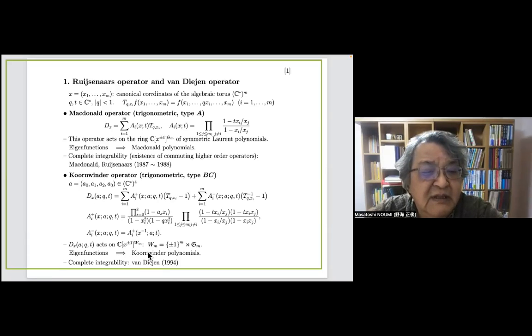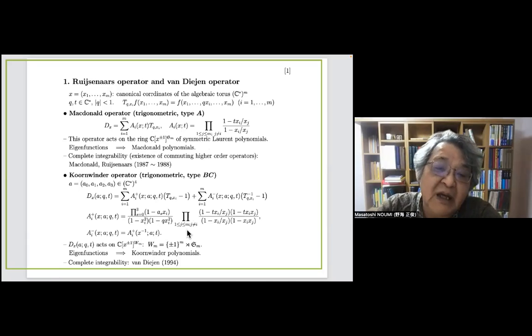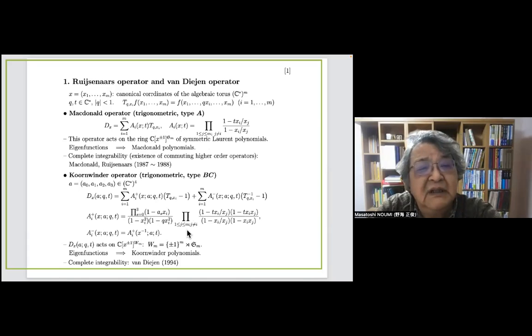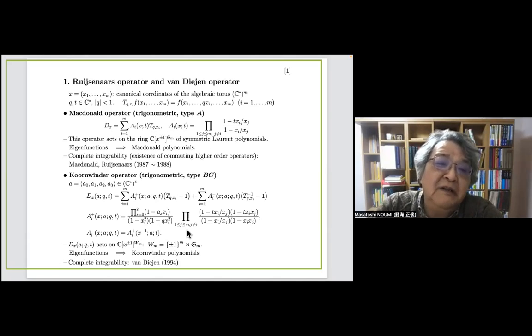And this operator also has higher order commuting operators, which were explicitly given by van Diejen around 1994. I will not recall these higher operators, but today I will just use this first order operator. These are the 2 important q-difference operators. So in physical terms, you are working on a one-dimensional quantum integrable system of Calogero-Moser-Sutherland type. But we work on the difference version or relativistic version, in the terminology of Ruijsenaars.